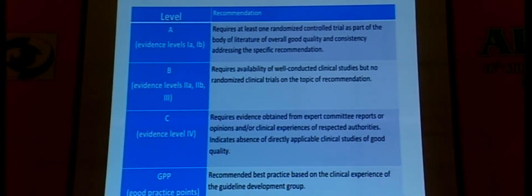And grades of recommendation is according to the evidence levels. Grade A is from evidence level 1. Grade B is evidence level 2 and 3. Grade C is evidence level 4. And good practice points are the best practice in the clinical management.